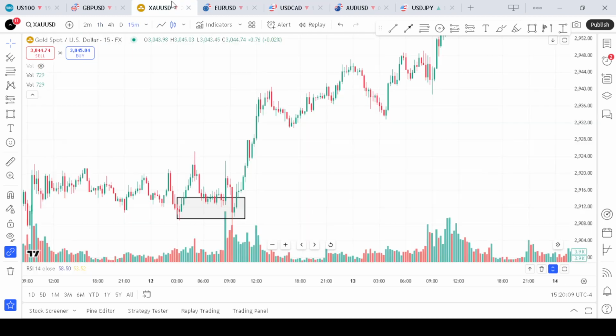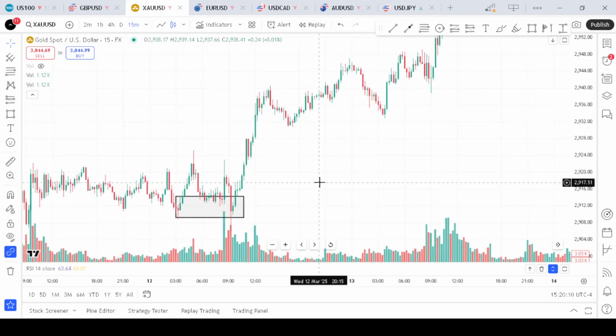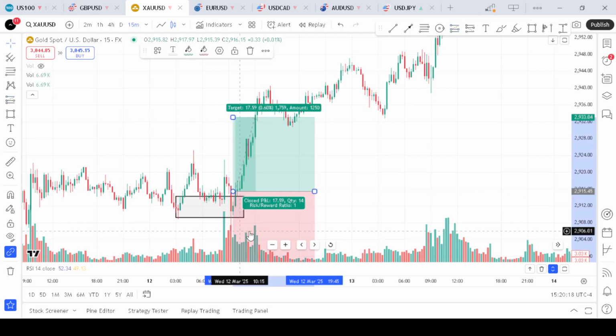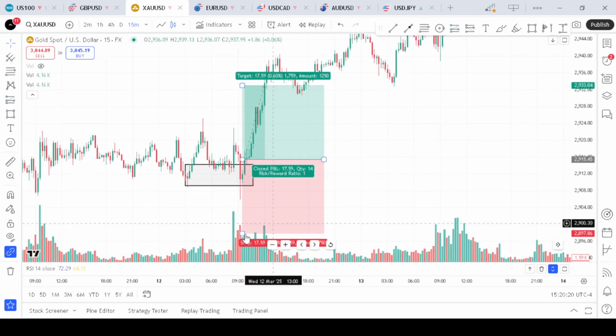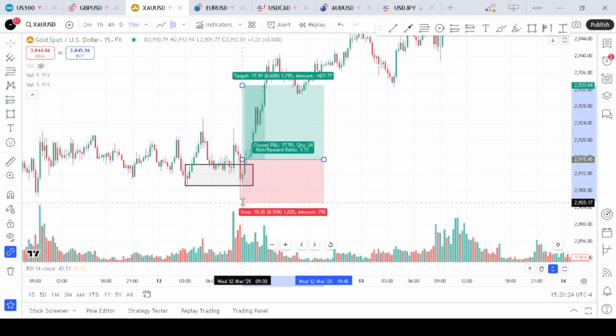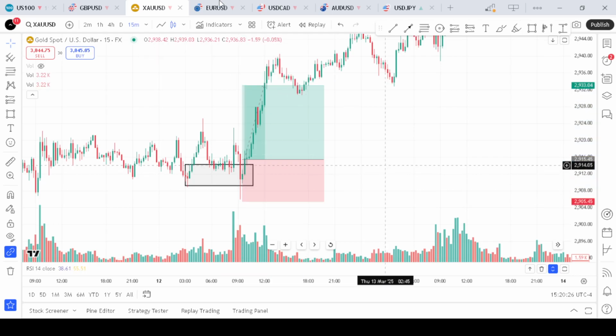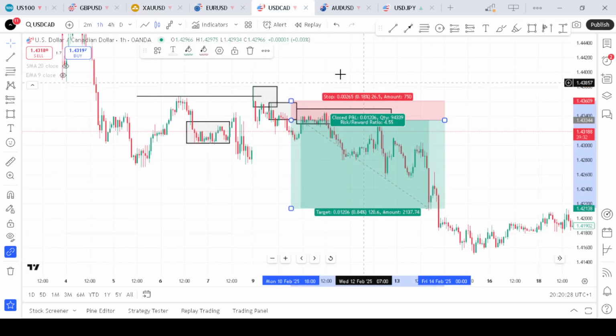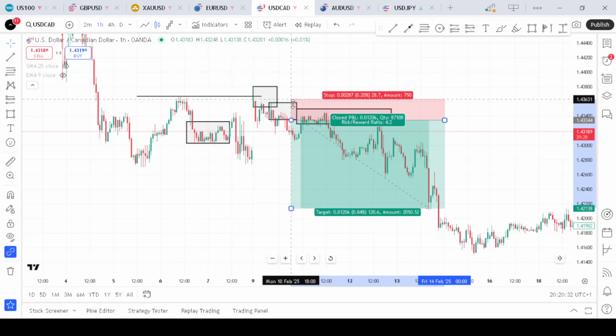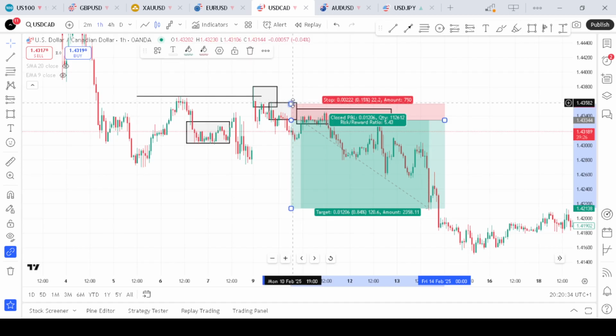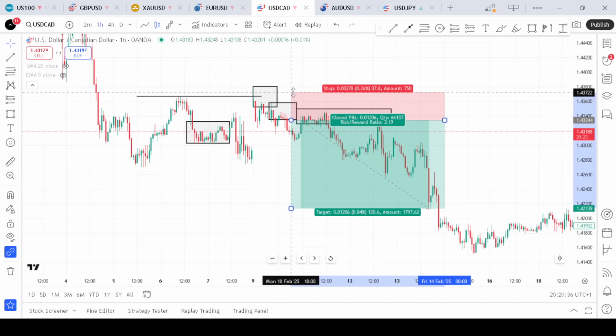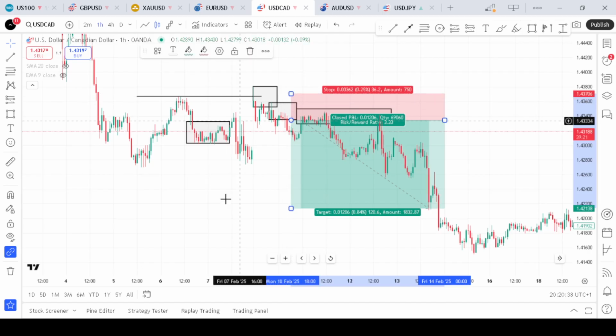In an uptrend, you would have to set your stop loss below the recent swing low. While in a downtrend, you place your stop loss above the recent swing high, or above the resistance level. You can place it above the resistance level.